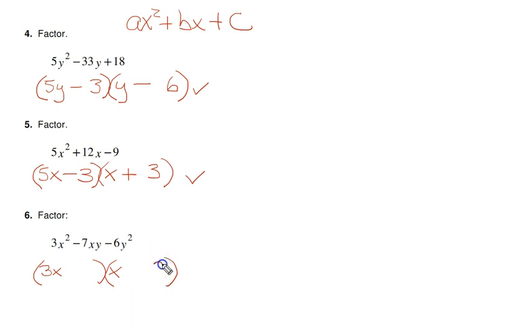So I think I see it here, a 3 and a 2. And my outers will be a 9, and my inners will be a 2, and that difference is 7. Excellent. So this would have to be a negative, and this would be a positive. And if I FOIL it, I get this. So this checks also.